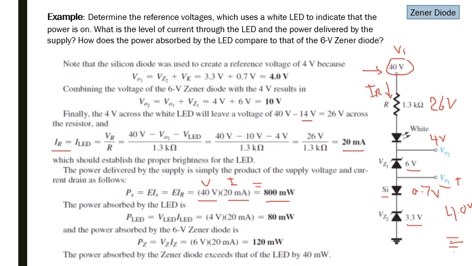and the power absorbed or dissipated by this LED should be 4 volt into 20 milliampere. As we know, 20 milliampere current is flowing through the LED and 4 volt is being dropped against this LED. So VI, 4 into 20, 80 milliwatt. And the power absorbed by the 6 volt Zener diode is 6 volt into 20 milliampere current, that is 120 milliwatt. So the power absorbed by the Zener diode exceeds that of the LED by 40 milliwatt. This is how we solve a circuit which incorporates a Zener diode.